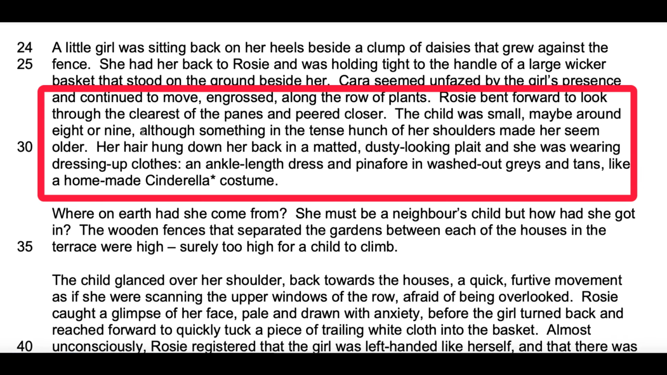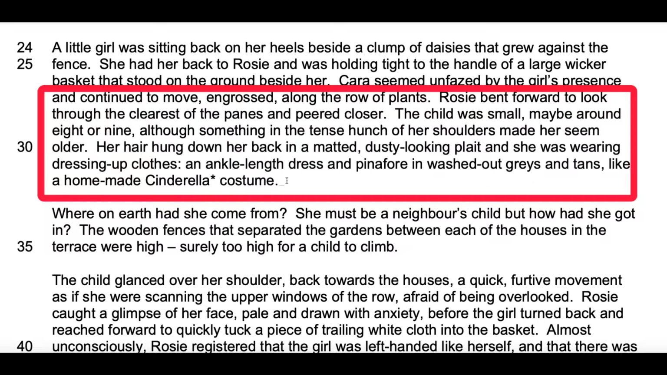Rosie bent forward to look through the clearest of the panes and peered closer. Well, I could use that, to show that the panes are obscured and therefore it might not be real, but it's not strong evidence, so I'm going to leave that. The child was small, maybe around 8 or 9, although something in the tense hunch of her shoulders made her seem older. Her hair hung down her back in a matted, dusty-looking plait, and she was wearing dressing-up clothes, an ankle-length dress, and a pinafore in washed-out greys and tans, like a homemade Cinderella costume.